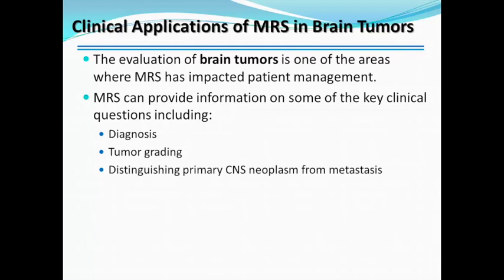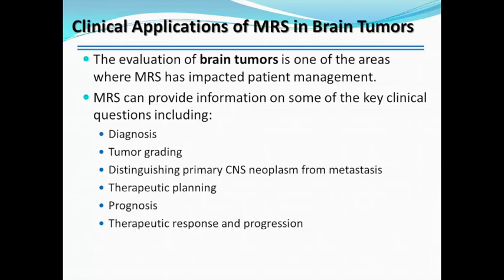The choline peak, as I said, is a marker for neoplasm. Primary CNS neoplasms are very infiltrative, so choline degrades very slowly from the tumor into the normal tissue. In metastases, there's a very sharp edge. There is choline, and then it looks normal. The choline is pretty much normal. Then we use it for therapeutic planning, for prognosis of patients, and also in therapeutic response and progression.